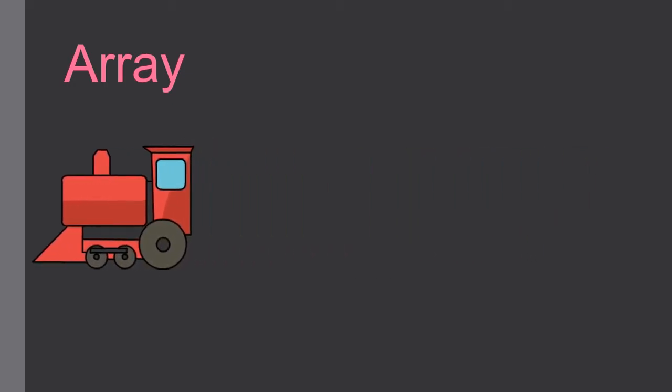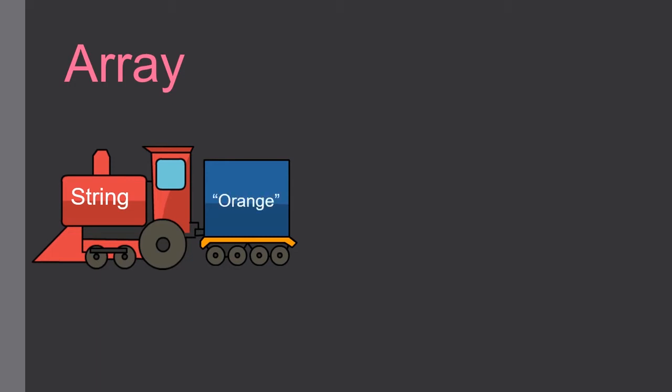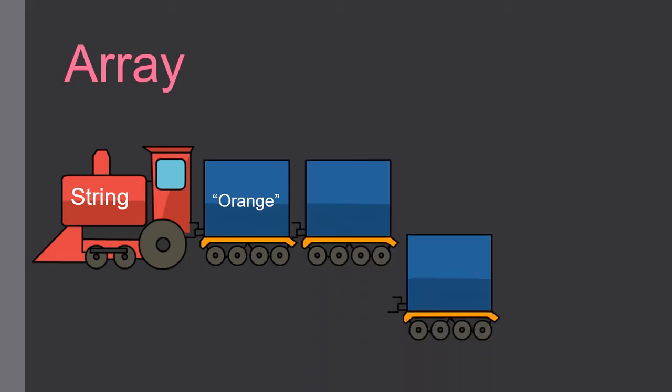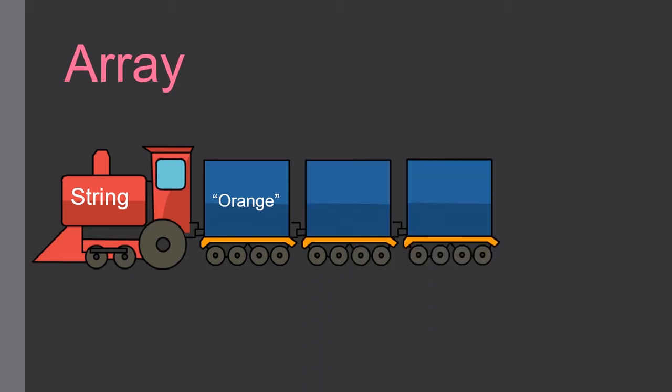Let's say we have a train. This train has a cart. The cart can only store one thing at a time. Now let's say this train can only store words in its cart. So we can store the word orange in the cart. Now let's add two more carts to the train. This means that we can now store two more words for our train to carry. Ideologically, this is how you can simply think of an array to be structured.